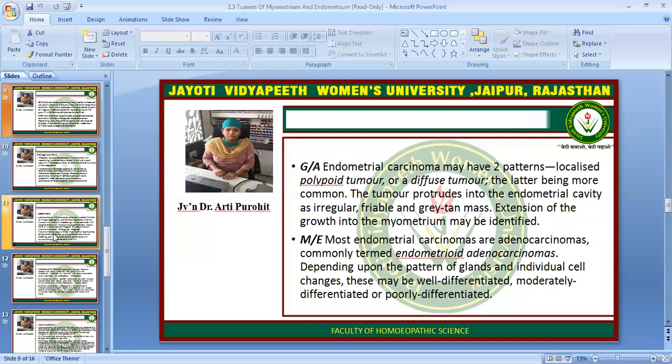One is a localized polypoid tumor or a diffuse tumor, the latter being more common. The tumor protrudes into the endometrial cavity as an irregular, friable, gray-tan mass. Extension of the growth into the myometrium may be identified. In microscopic examination, most endometrial carcinomas are adenocarcinomas, commonly termed endometrioid adenocarcinomas. Depending upon the pattern of the gland and individual cell changes, these may be well differentiated, moderately differentiated, and poorly differentiated.